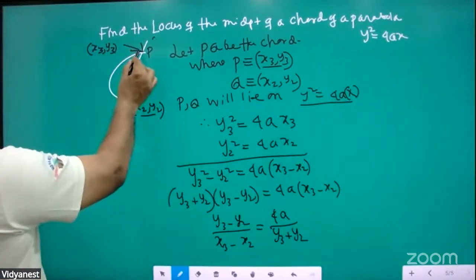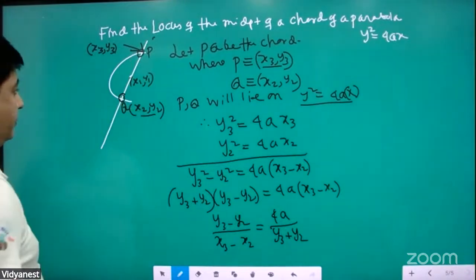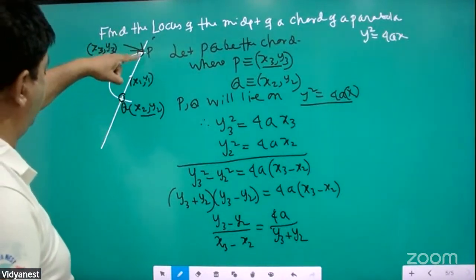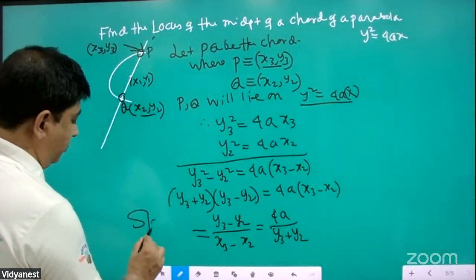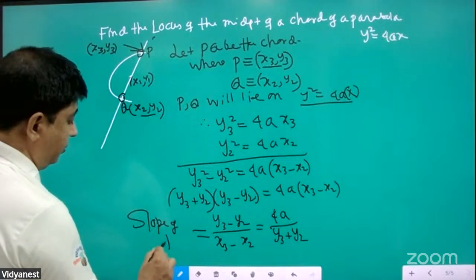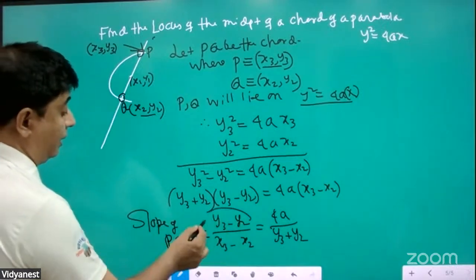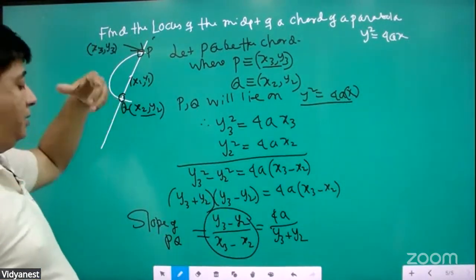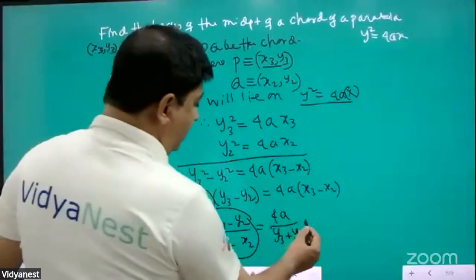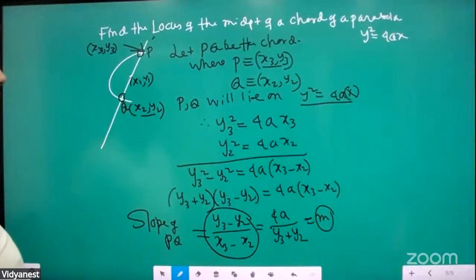Yes, if I join P and Q, then the slope of PQ is nothing but this. That is the slope of PQ. You recall the formula which you were taught in straight line: joining 2 points by a line, the slope will be y3 minus y2 by x3 minus x2. I will denote it by m. Now m is just this.